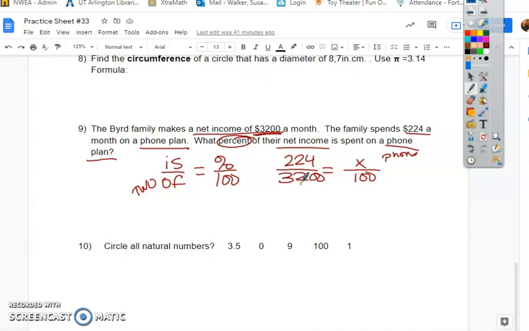Okay. So last one, circle all the numbers that are natural. Remember, natural, they start with 1. 1, 2, 3, 4, 5, 6, 7. It just keeps going. Okay, and it doesn't stop. No decimals, no fractions, no negatives, no 0. So only circle the ones that would be in the pattern of 1, 2, 3, 4, 5, 6, 7, 8, 9, 10, 11, 12, and so forth.